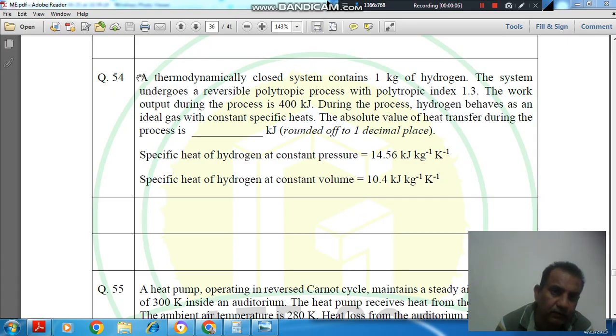Question number 54: a thermodynamically closed system contains 1 kilogram of hydrogen. The system undergoes a reversible polytropic process with polytropic index 1.3. The work output during the process is 400 kilojoule. During the process, hydrogen behaves as an ideal gas with constant specific heat. The absolute value of heat transfer during the process is dash kilojoule, rounded off to 1 decimal place.